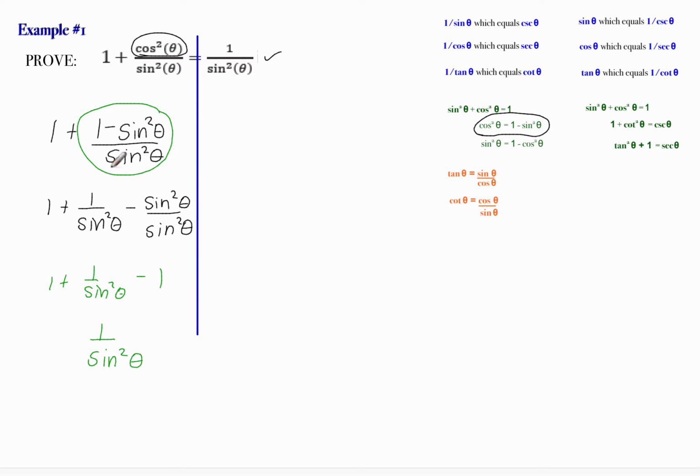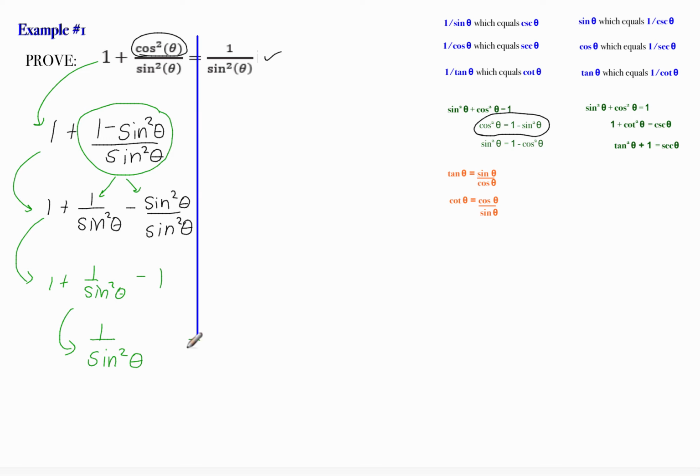You have to show that we can clearly see that everything stayed the same from step 1 to step 2, except cosine squared was substituted for 1 minus sine squared theta. And then in step 2 to 3, we can see that nothing changed except you separated these two. And then from step 3 to 4, the 1 stayed the same, 1 over sine squared stayed the same, but then sine squared over sine squared turned into 1. And then we were left with our final step.